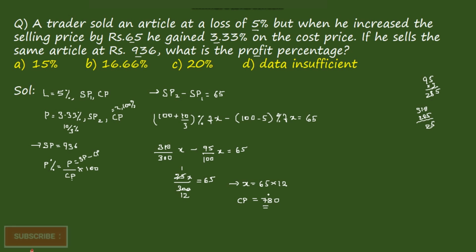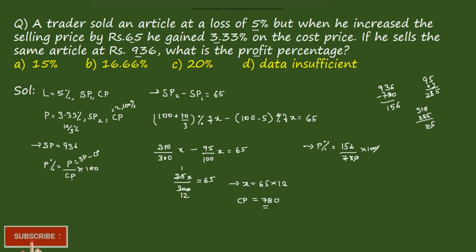We got it. By means of the cost price, we can find the profit percentage. Now here the profit percentage is equal to nothing but selling price minus cost price. So it becomes 936 minus 780, right? So it becomes 156 by cost price, which is 780, into 100.